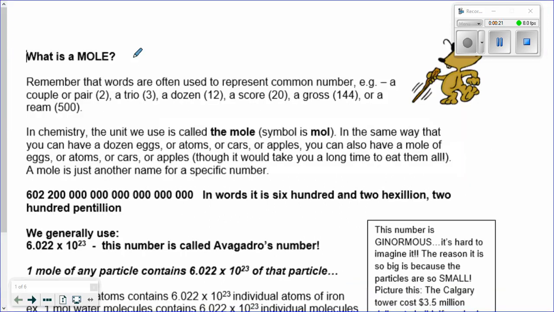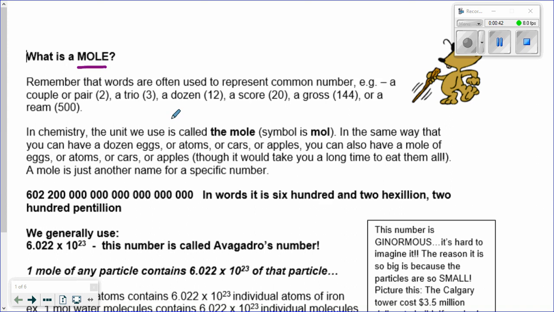It's going to feel a little different because this word you've seen before as a little weird rodent that lives underground and digs holes and stuff. But we're talking a little bit differently about moles here. So it says, remember that words are often used to represent a common number.